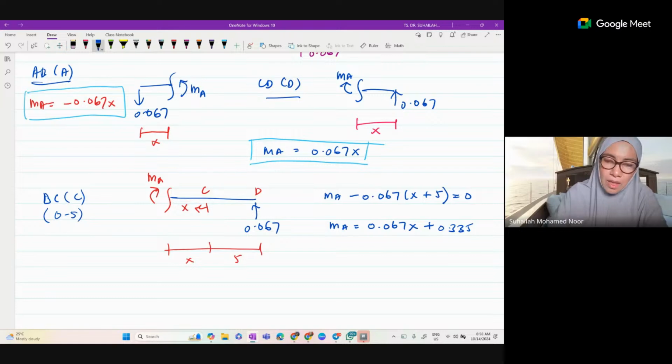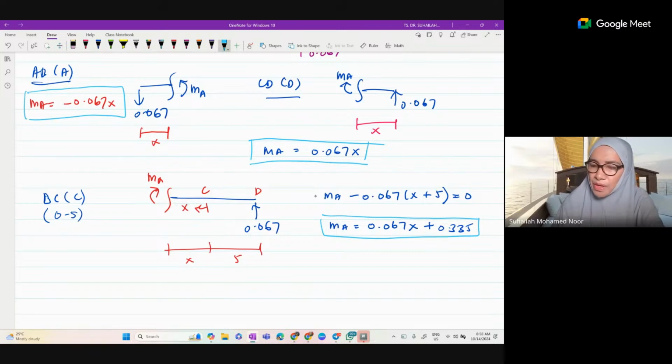Yeah. Okay. So this is the moment equation. For the redundant beam, we label it as MA, with a small m for the moment equation. So this is the moment equation. So this is what we should do.